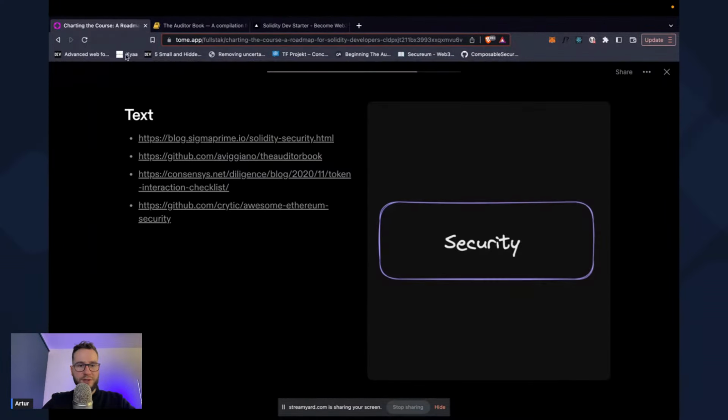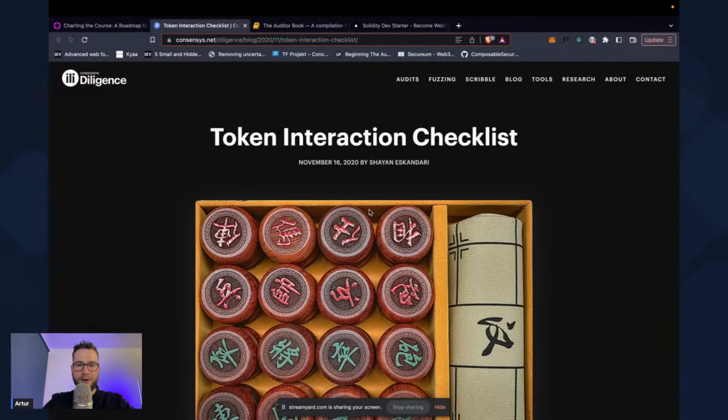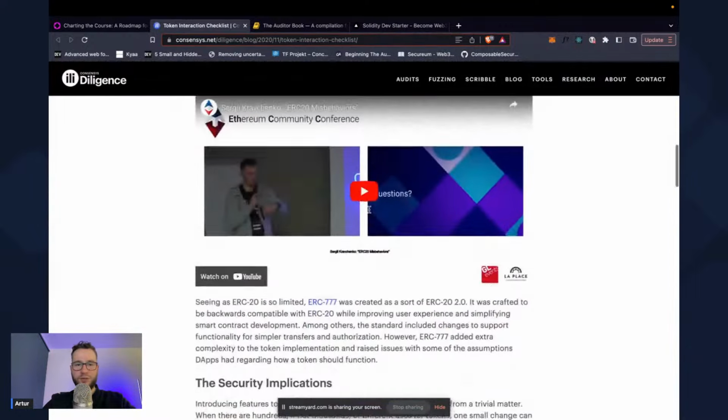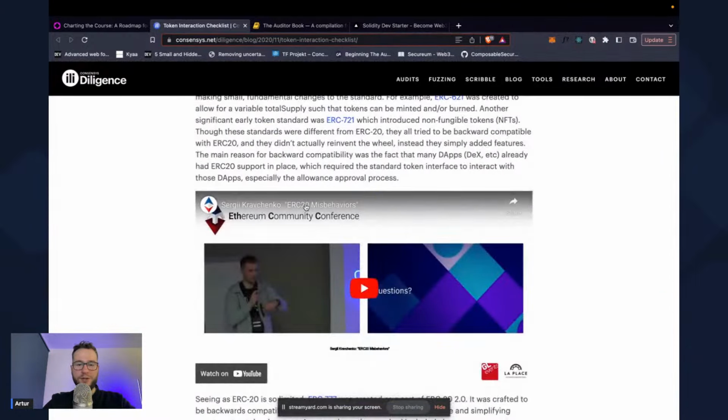What else do I have on my list that is really interesting? Here is also an article about a token interaction checklist. It's quite interesting to check because, for example, ERC20, which is a very popular standard, even has some glitches inside of it. It sometimes can have problems, for example, with allowance, so try to go through this article and understand how these problems are affecting Alchemy. Not Alchemy, but security, sorry.